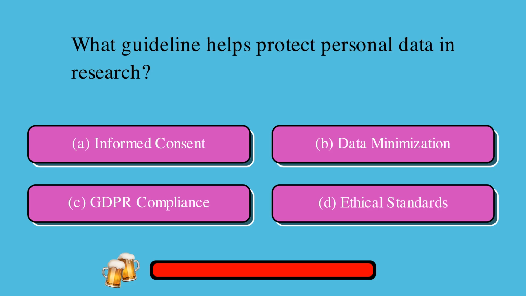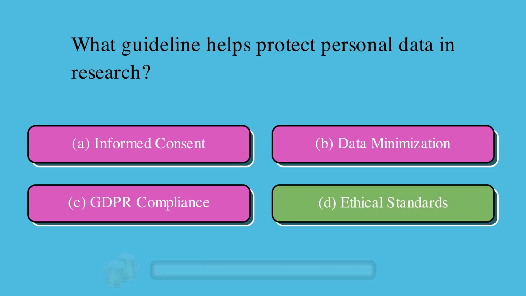What guideline helps protect personal data in research? A. Informed consent, or B. Data minimization, or C. GDPR compliance, or D. Ethical standards. The correct answer is D. Ethical standards.